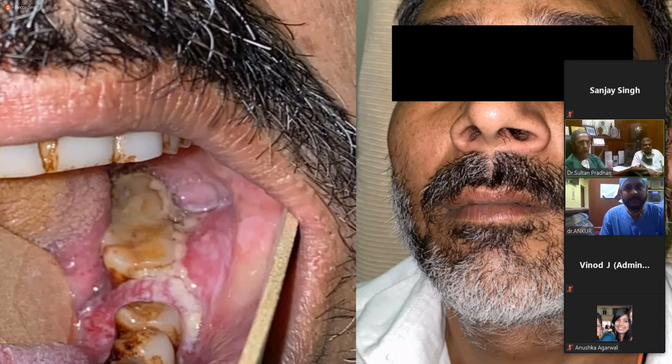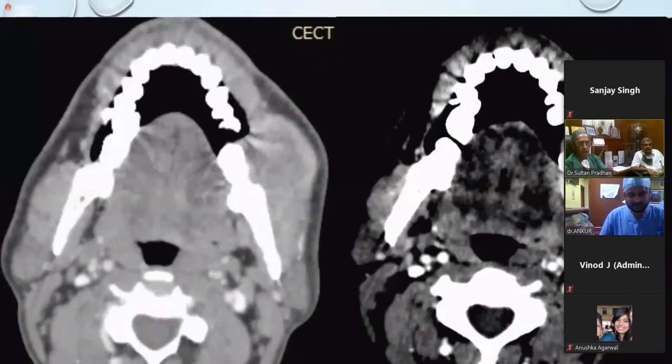If I tell you that the lower edge of the bone is very good, will you do a marginal mandibulectomy for him? Show me that slide of yours. So these are the CT images, sir. The other one.